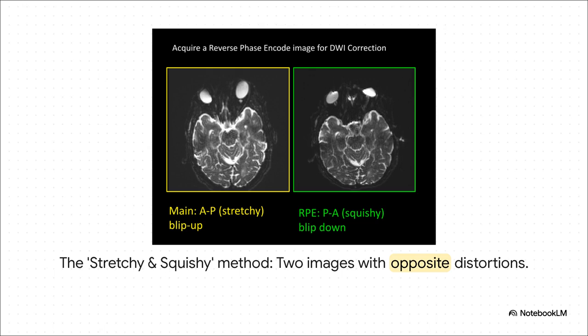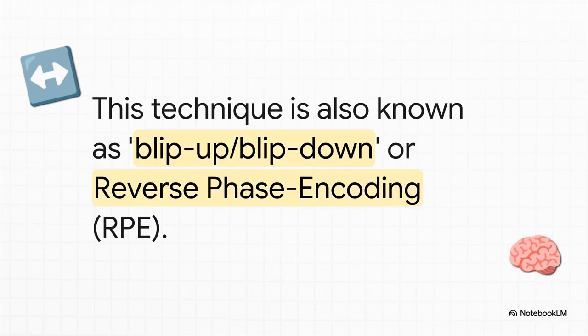It's brilliant. Now, when you're out in the wild, you're going to hear a few different names for this. POPE is one, but you'll also hear it called blip up/blip down, referencing those two opposite images. Or, if you want to be formal about it, reverse phase encoding, or RPE. It's all the same stretchy/squishy idea.